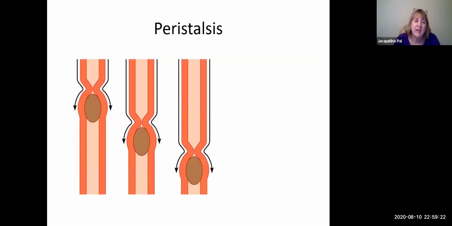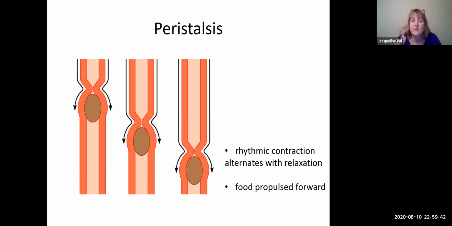And so I mentioned that word peristalsis, so let me explain that to you. When the circular muscle contracts, it mushes the food down, and when the longitudinal muscle contracts, it pushes it along. So peristalsis is this rhythmic alternation between contraction and relaxation, which moves the food along the pathway.